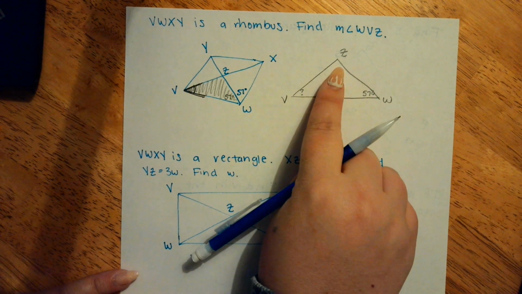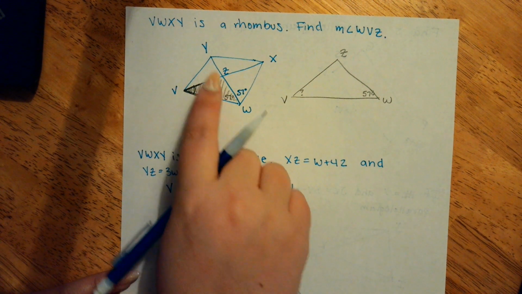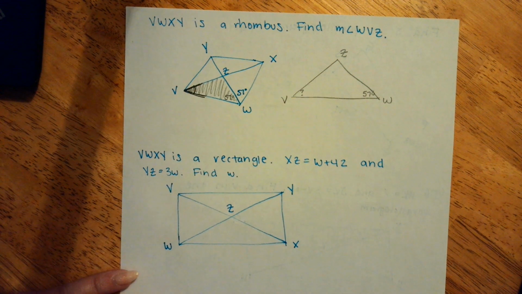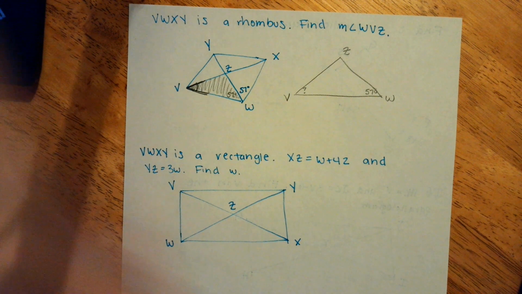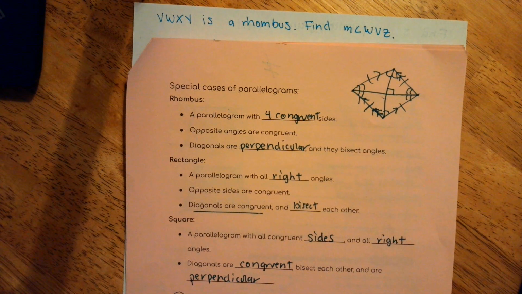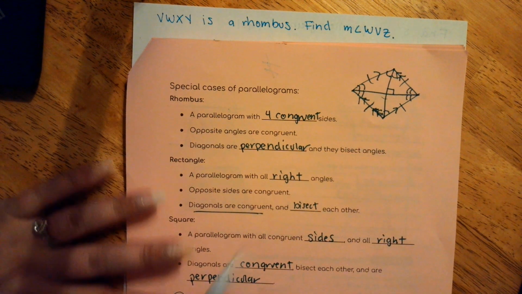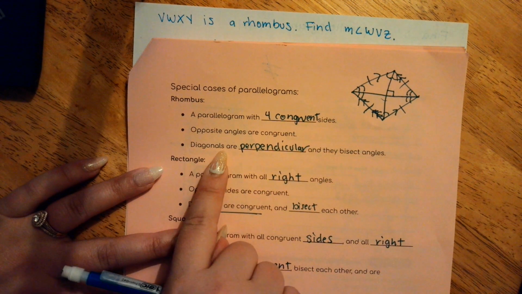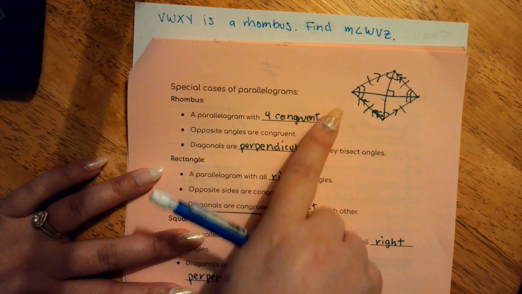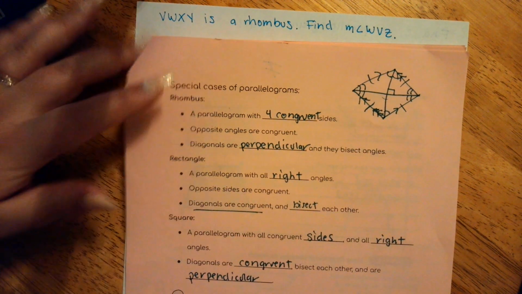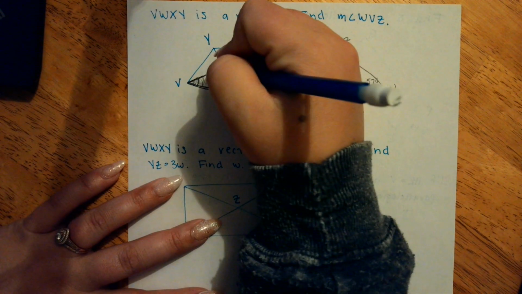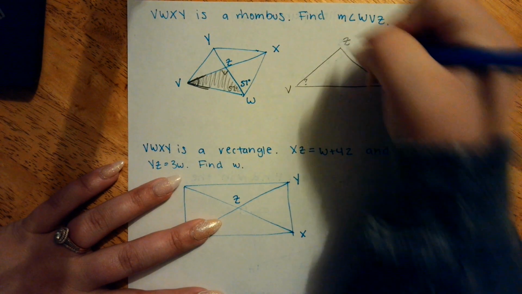So this angle up here is created when the two diagonals intersect. Well, is there anything special that happens when diagonals intersect in a rhombus? Diagonals are perpendicular. Remember, that means we form a 90-degree angle. So that means this angle here is 90 degrees.